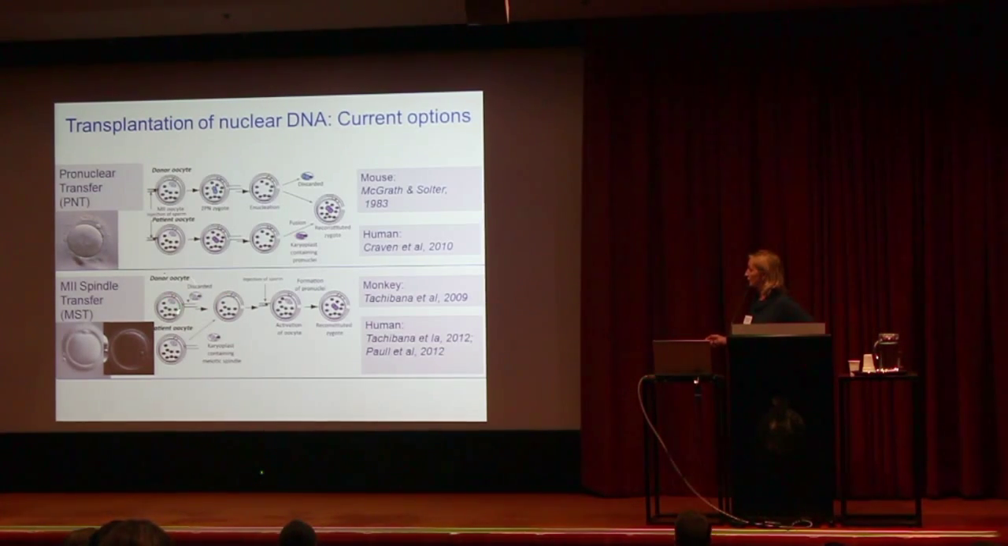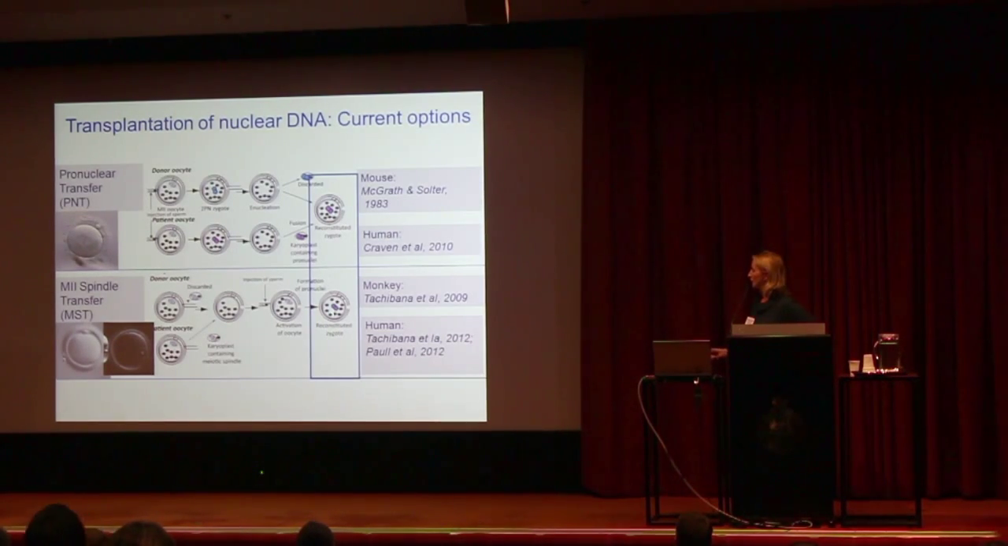But this spindle transfer is the same concept again. We get the donor oocyte and the patient oocyte, we remove the nuclear DNA from the donor, and then you just have the free cytoplasm. Then you switch the spindle from the patient oocyte into the donor oocyte, and then you have this reconstituted egg, which you fertilize, and you end up with the same end product as you had above.